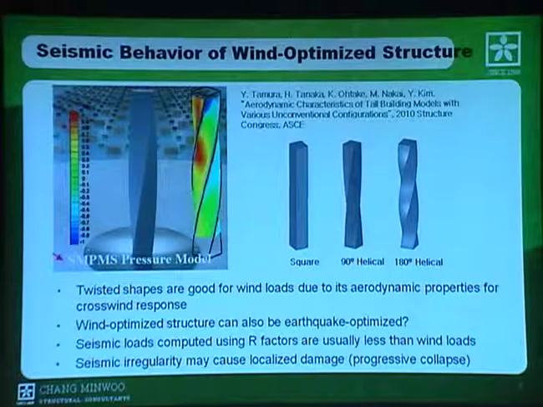And Professor Tamura in Japan conducted a series of wind tunnel tests to determine the wind forces and the wind pressures acting on tall building models with various configurations. They tested more than 30 configurations. And twisted shapes are good for wind load because aerodynamic properties for crosswind response can be reduced. A wind optimized shape can reduce the member size, maintaining the roof displacement limit.